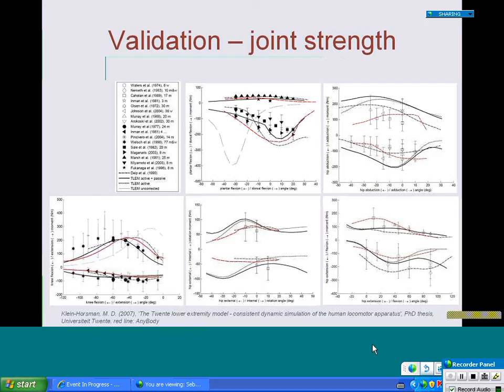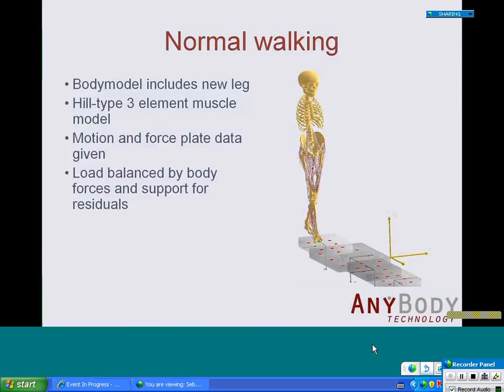So to go one step up, we applied a gait application, which is mainly based on a gait application which is available in our public repository at the Gait Uni Miami model. And in this, using the same data as the Gait Uni Miami model, we just put the new leg model into this body, use the Hill type 3-element muscular model, and as you may know, for this application, the motion and force plate data is given, and the loads are balanced by body force, of course, and by a support for residuals, which is located in the pelvis.